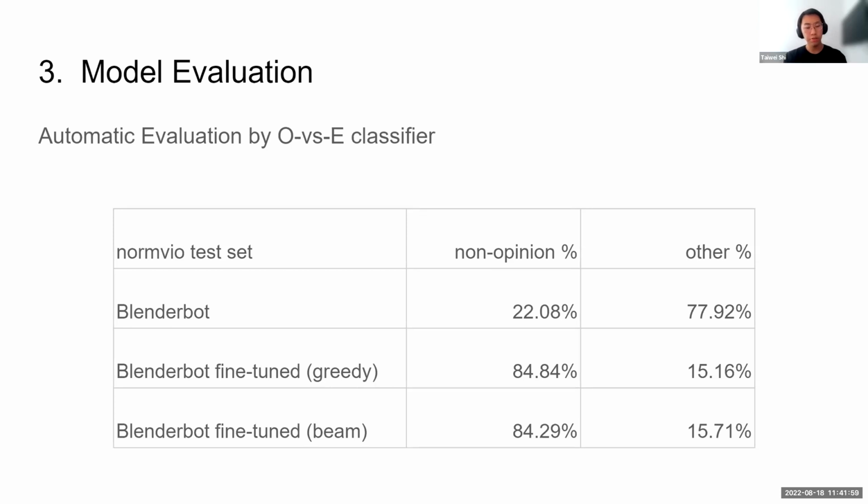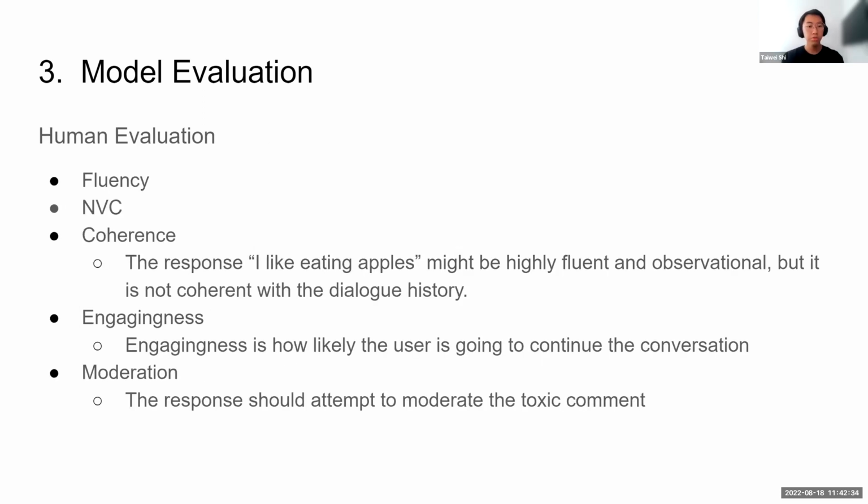And to evaluate this kind of content moderation bot, we use 2 different methods. The first is an automatic evaluation metric, which is basically applying our observation versus evaluation classifier to the generations. And as you can see in the table here, before fine-tuning, only about 22% of the generations are classified as non-opinion. And after fine-tuning, nearly 85% of the generations can be classified as observational or non-opinion, which is pretty successful.